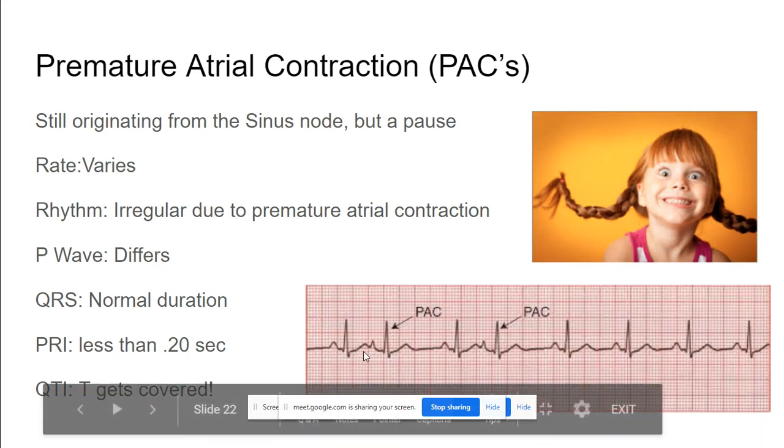So there's still a P wave. The PRI is kind of too long on these early beats, but the PRI looks great on all the other ones, and so does the QRS. So it is an irregular rhythm due to the PAC, but the underlying rhythm, when it's behaving, looks completely regular.